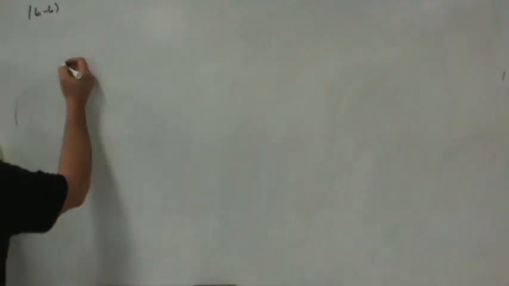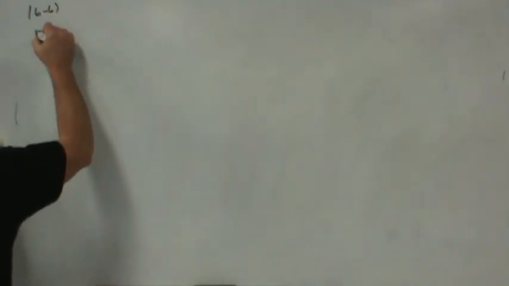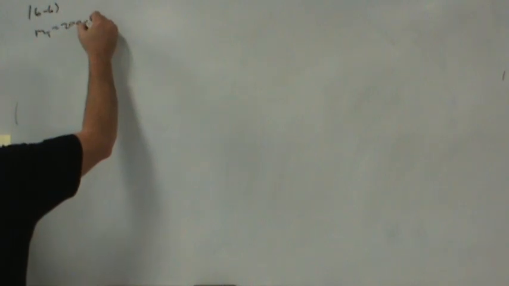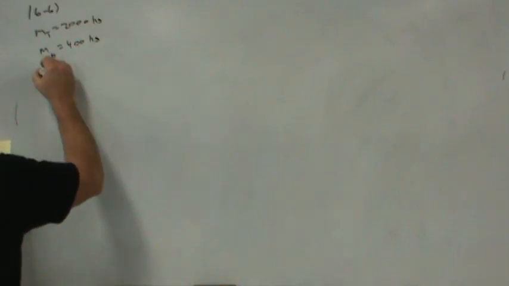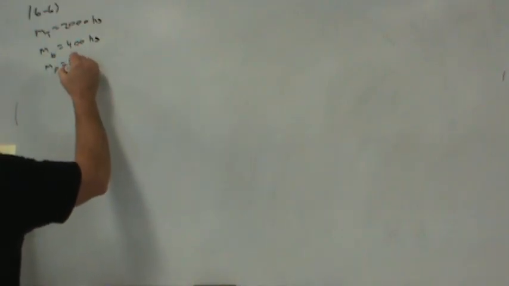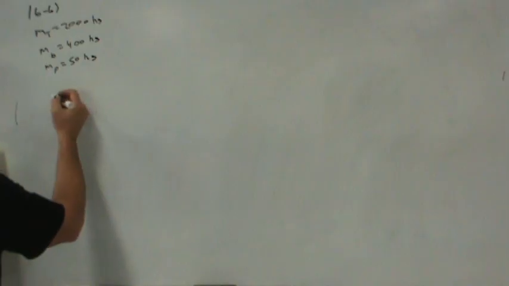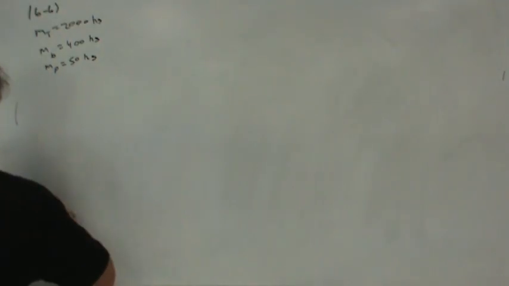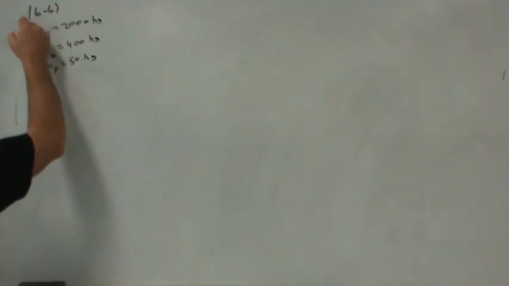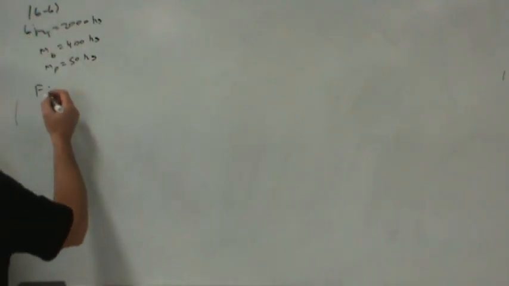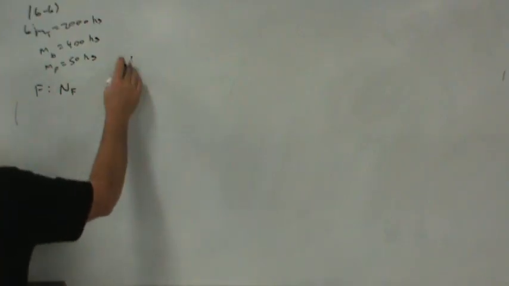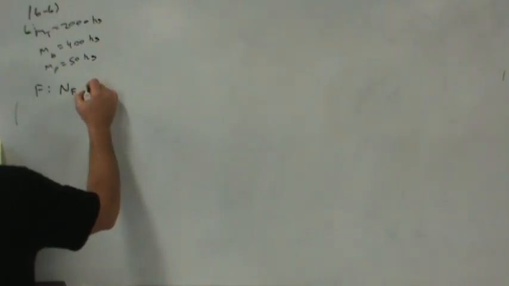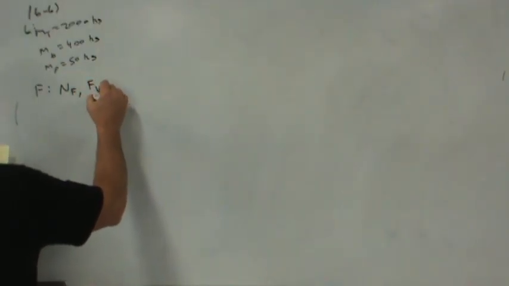But what I did is I began by noting the mass of the truck, 2,000 kilograms, mass of the boulder B, 400 kilograms, mass of pallet P, 50 kilograms, and then also noting what we want to find: the normal force at the front tires on each tire, and the force between the boulder and the pallet.